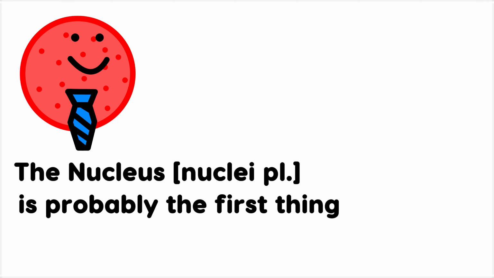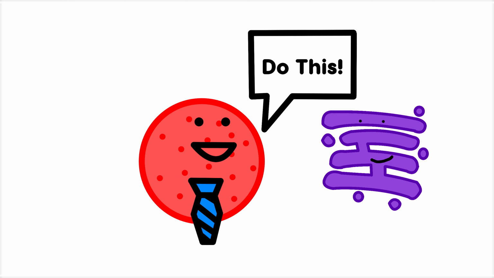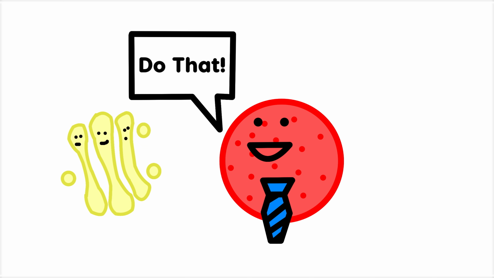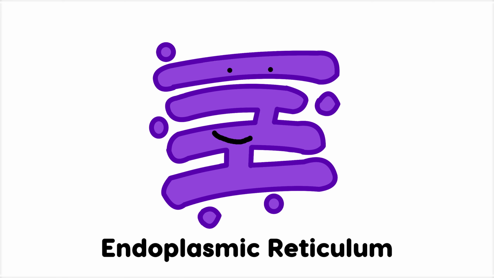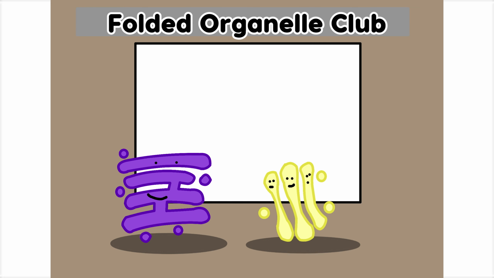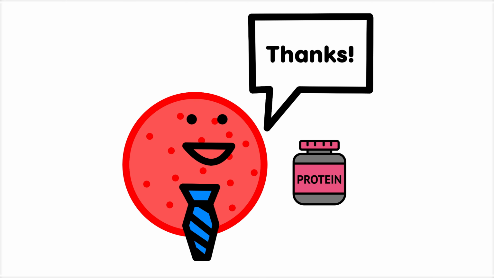Now, my friends, let's look at the main organelles in a cell. The nucleus is probably the first thing that comes to mind when you see a cell. It controls the activities of the cell and watches over every organism. Next to the nucleus is the endoplasmic reticulum. It is one of the two folded organelles and makes proteins. The other folded organelle is the Golgi apparatus. It combines proteins and delivers them to the rest of the cell.